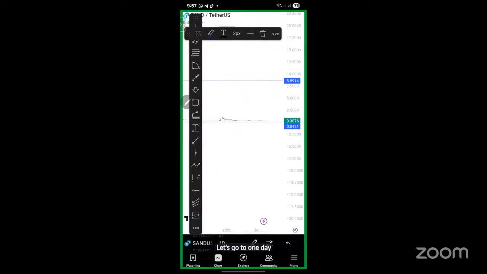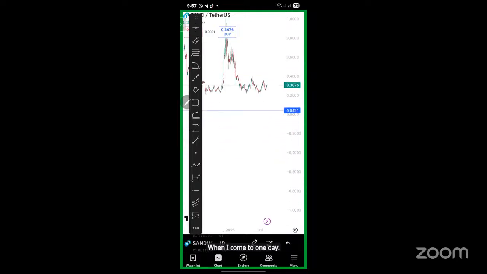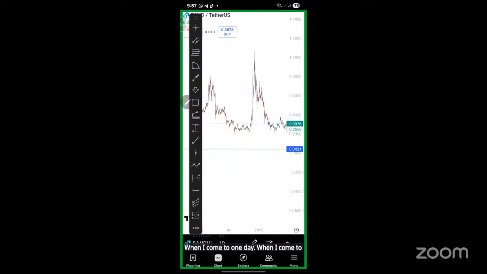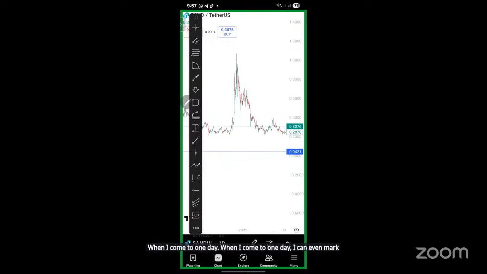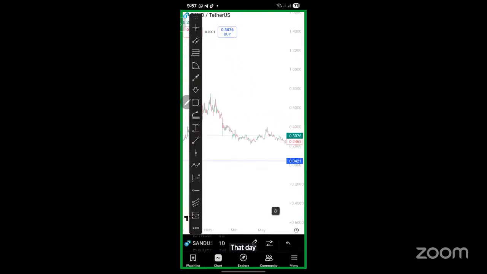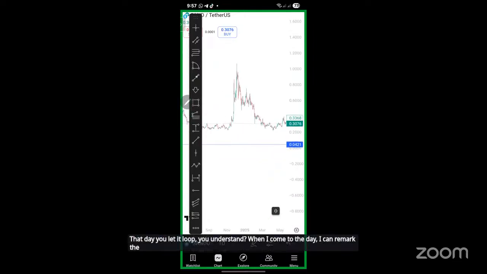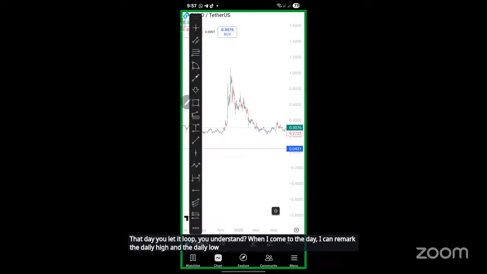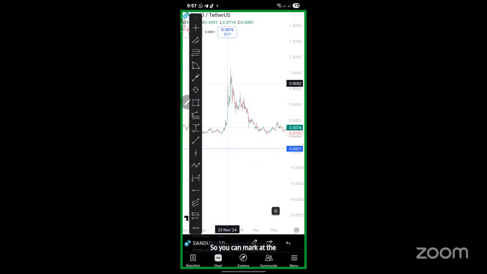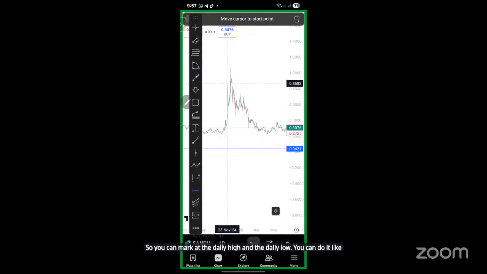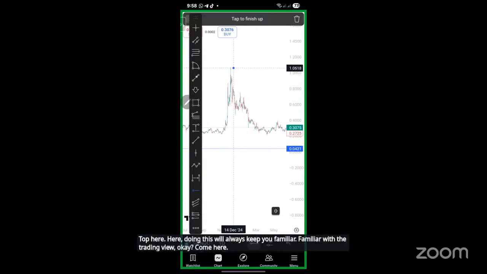I can come to one day now. When I come to one day, I can even mark the daily high and the daily low. You understand? When I come to the day, I can mark the daily high and the daily low. You can do it like this. Tap here, tap here. Doing this will always keep you familiar with TradingView. Come here, tap your thing like this.